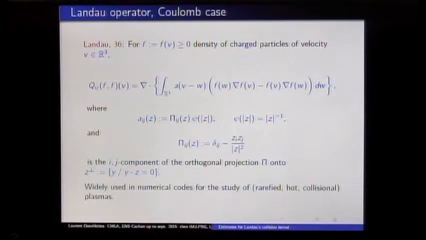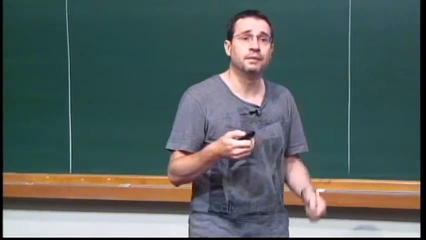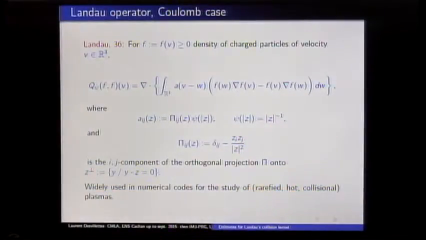So as you can see, this is quadratic in terms of f. And this reflects the fact that only binary collisions are taken into account in this operator. You can also see that you have an integral part in the operator. You have this integral with respect to this parameter w here. And this is due to the fact that you look at the effect on the density, let's say, of electrons in the plasma. And you call v the velocity of a typical particle. And this particle will collide with a particle of velocity w. And so you have to integrate over all possible second partners in the collision. And so this is why you have this integral term here.